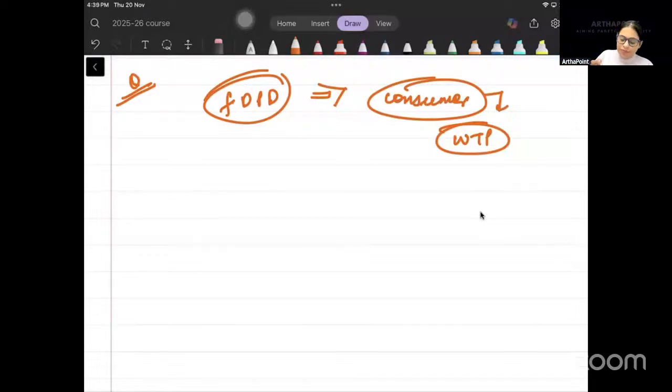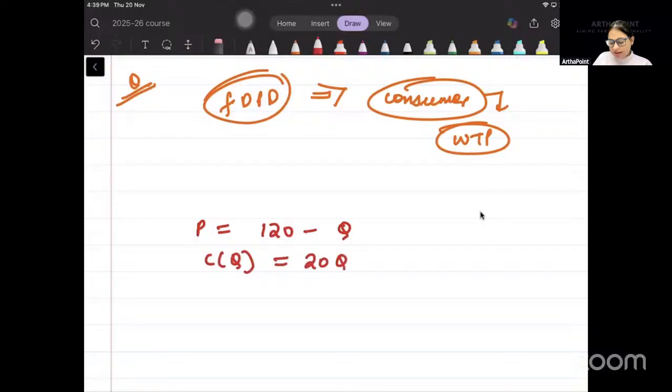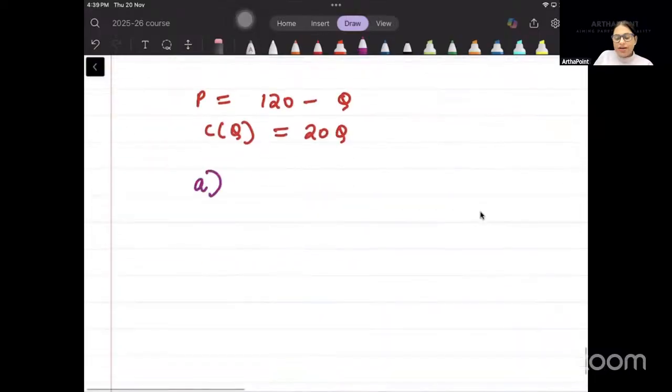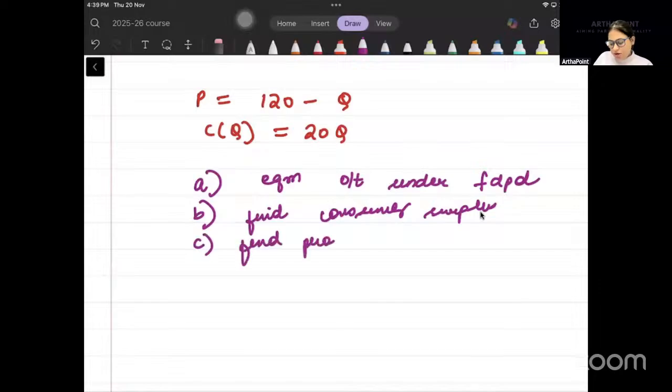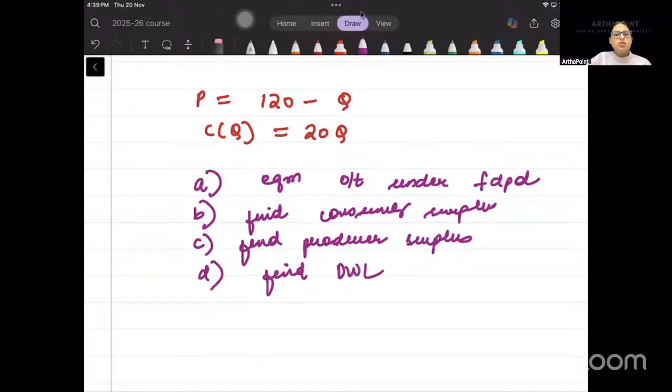As long as that is covered, every individual will pay according to their willingness to pay. अब हम एक question देखते हैं. So you are given P is equal to 120 minus Q and you are given a cost function as 20Q. क्या क्या करना होगा बेटा? First, find equilibrium output under first degree price discrimination. Second, find consumer surplus, find producer surplus, find deadweight loss. Do it.